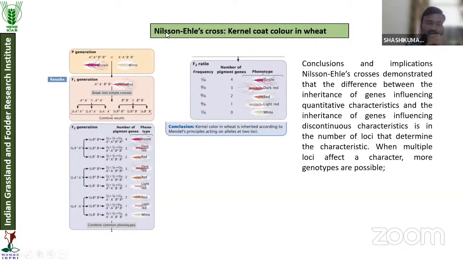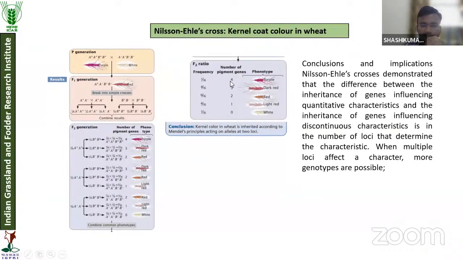One experiment is Nilsson-Ehle's experiment, where he worked on kernel coat color in wheat and identified two extreme colors, purple and white. When he crossed them, the F1 was intermediate, in the red color, and then he selected it. He got continuous variation in the color from purple, and he could distinguish the progeny into different classes, like purple, dark red, light red, something like that.